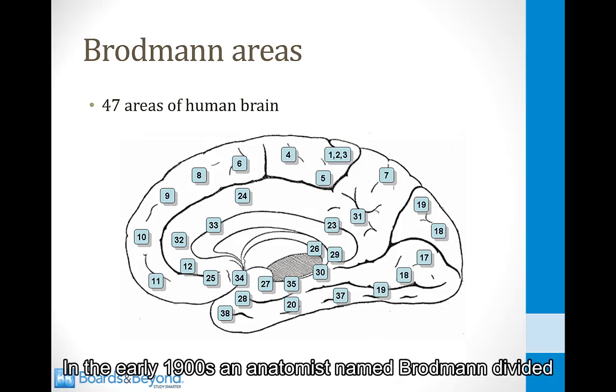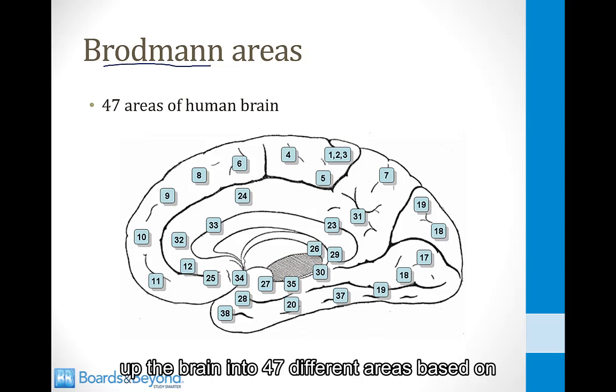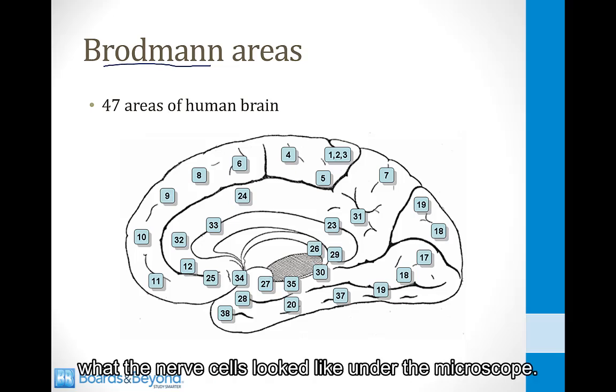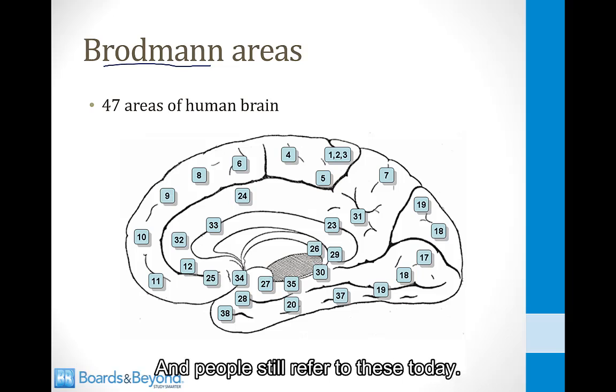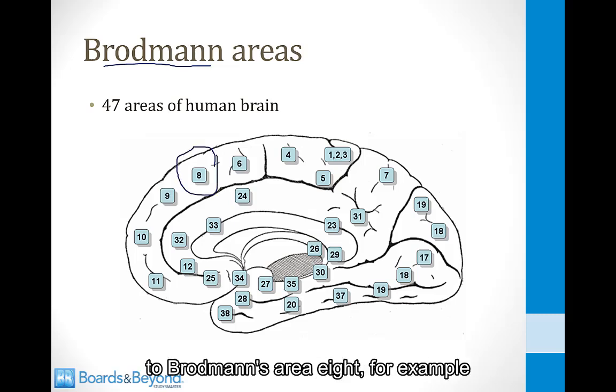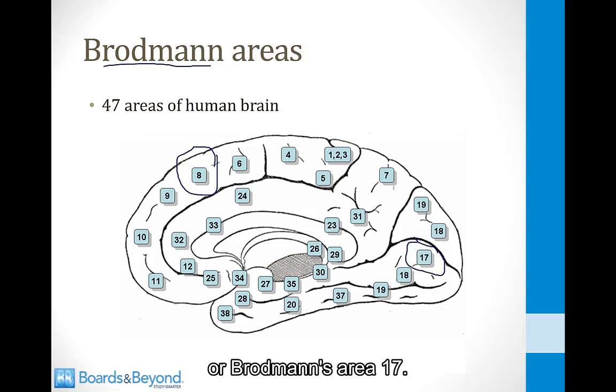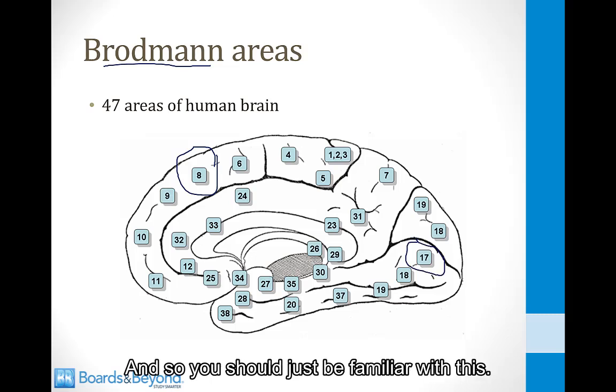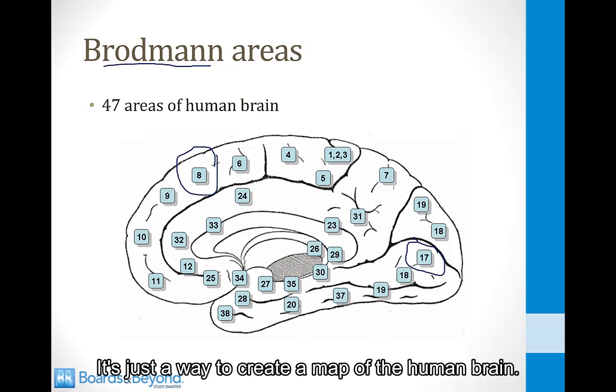In the early 1900s, an anatomist named Brodmann divided up the brain into 47 different areas based on what the nerve cells looked like under the microscope. And people still refer to these today, so they'll say that a particular problem is localized to Brodmann's area 8, for example, or Brodmann's area 17. And so you should just be familiar with this. It's just a way to create a map of the human brain.